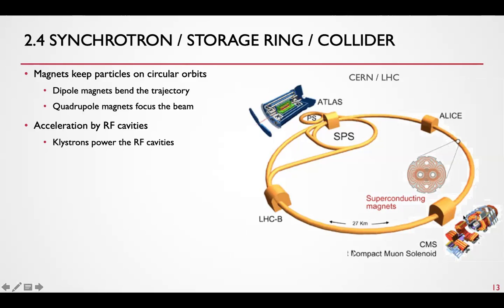LHC collider. What does it consist of? So here you have the circulating beam. It's 27 kilometers in circumference, and we need dipole magnets to bend the trajectories of the charged particles. So it's a circular collider. Particles come back, but you have to make them come back. Therefore, you need dipole magnets to bend the trajectory.